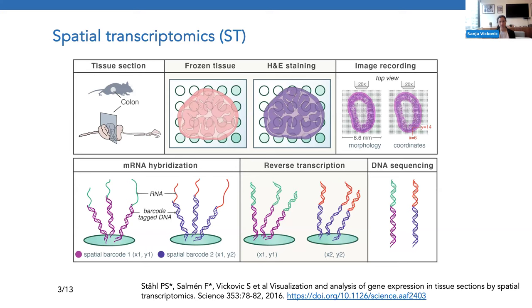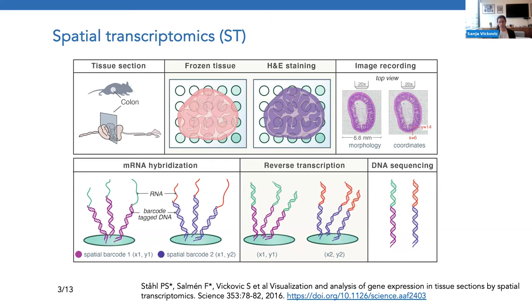How this works is that the fresh frozen tissue sections are placed on top of a spatially barcoded microarray, which you see in the upper panel. On this spatially barcoded microarray, each spot contains a different DNA barcode. We exactly know where we deposited each of the DNA barcodes, making an artificial Cartesian grid.